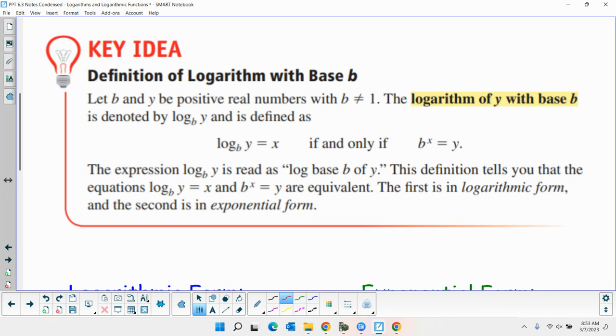Okay? So what you're going to learn how to do today is write something in logarithmic form and rewrite it in exponential form, and also take exponential form and write it in logarithmic form. That's what we're going to do. Okay. So we've got some examples here.